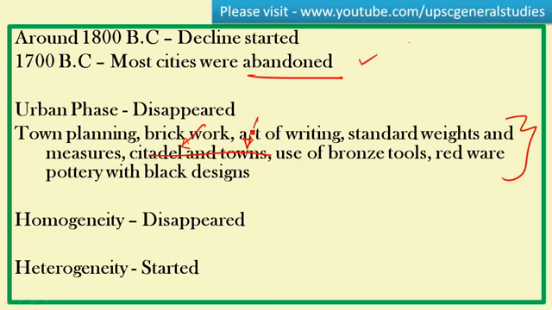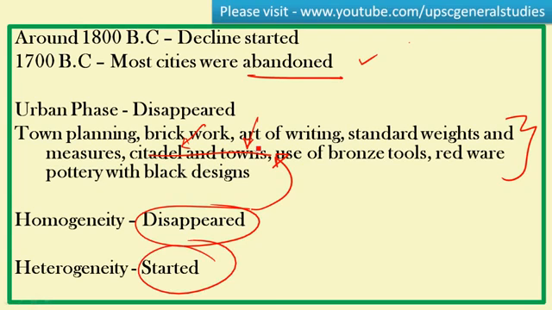Here the homogeneity which was witnessed during the matured phase started disappearing. Town planning was homogeneous during the matured phase. In the late phase, this homogeneity started disappearing and heterogeneity started increasing in all the features, like weights and measures, town planning, and designing of the layouts. This is the key, so please remember this point, and it may come in the prelims examination. Homogeneity during matured phase, heterogeneity during late Harappan phase.